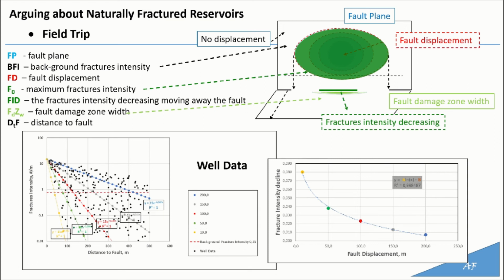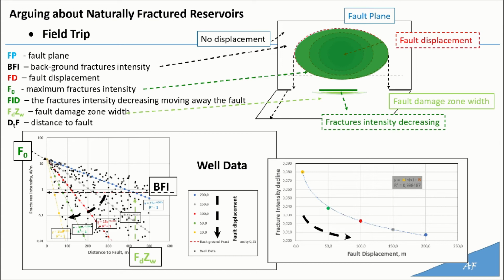In fact, well data coming from image logs and cores can be very useful to try to calibrate these two plots. We can try to define the maximum fracture intensity close to the fault plane, the background fracture intensity far from the fault where no displacement occurs, the fracture intensity decreasing moving away from the fault plane for the different fault displacement, the fault damage zone width where the decreasing trend crosses the estimated background fracture intensity.